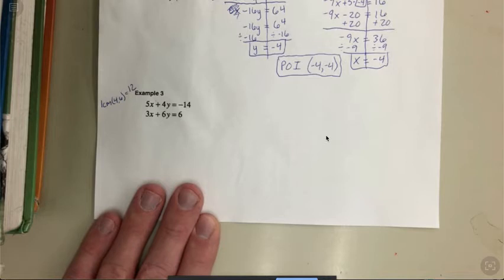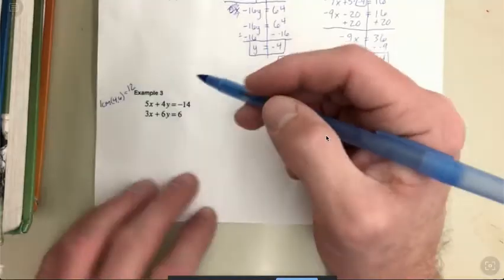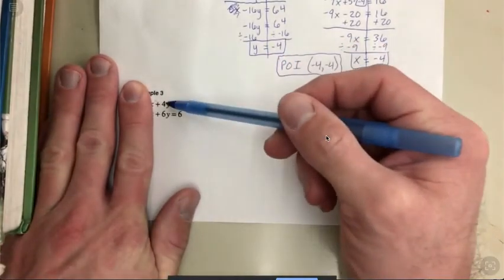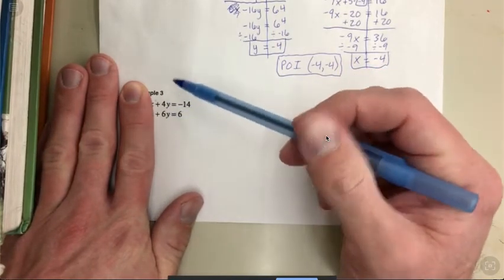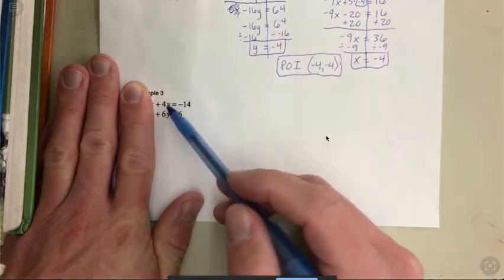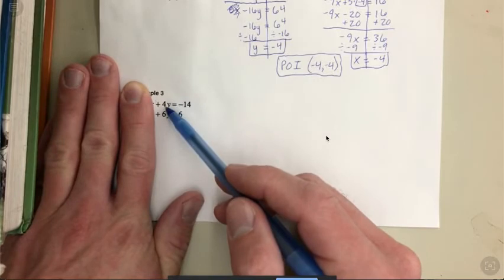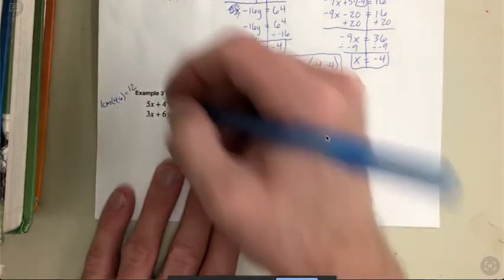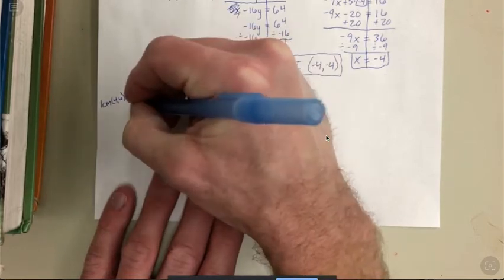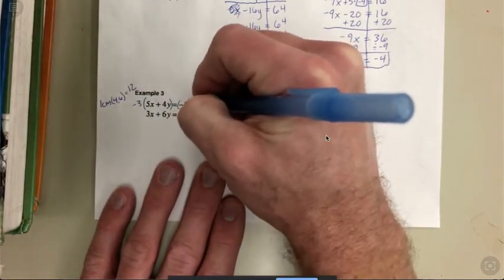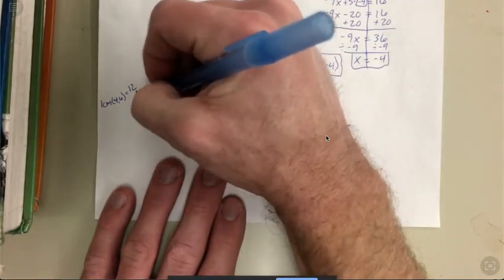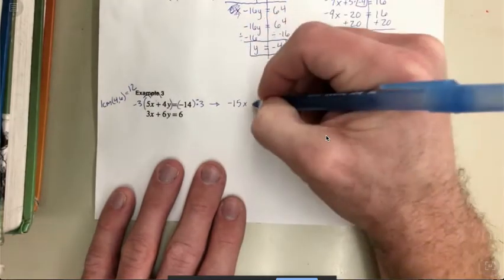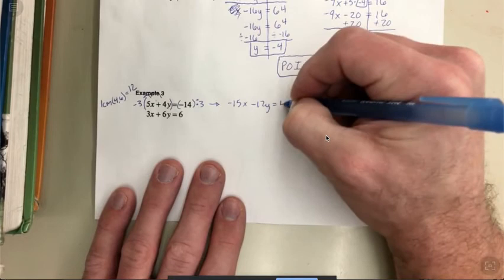I could use 24 if I wanted. There's nothing wrong with using 24, but 12 is the least common multiple. It's going to be the easiest to use, so I'm going to do that. So now I'm thinking, if both of these were 12, then I might be able to eliminate, but one of them would have to be negative so that when I add them, they cancel each other out. So let's say I try to make this positive 4y a negative 12y. To do that, I would have to multiply both sides by negative 3. So that's now going to become a negative 15x minus 12y equals positive 42.